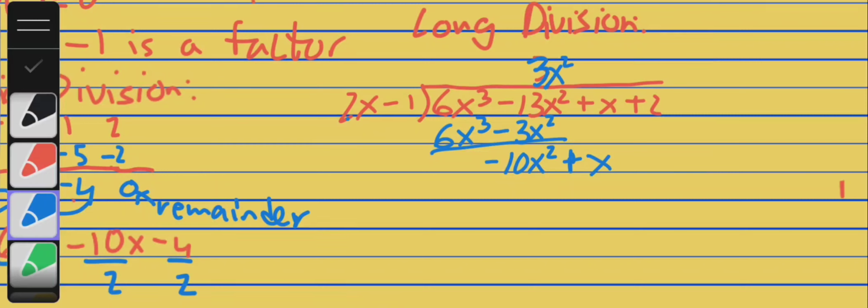We only have a couple of minutes left, so I have to go quickly. Now negative 10x squared divided by 2x is negative 5x. So negative 5x times 2x is negative 10x squared, and negative 5x times -1 is positive 5x. Stop me if there's something I'm saying that you don't understand, even though we've gone over this before. Now, when you subtract, x minus 5x is negative 4x.